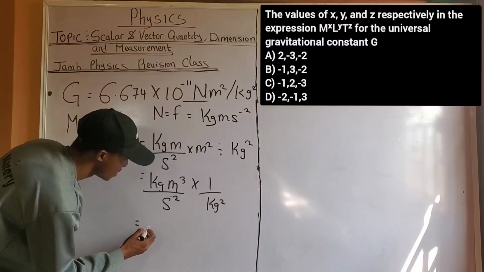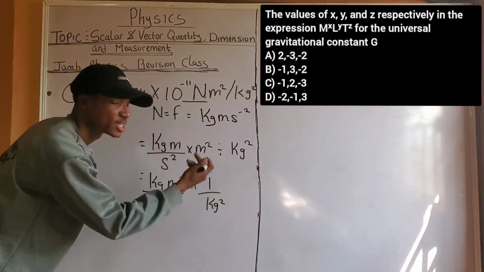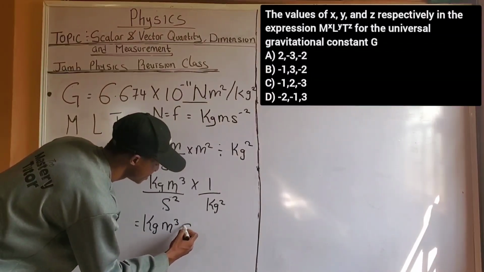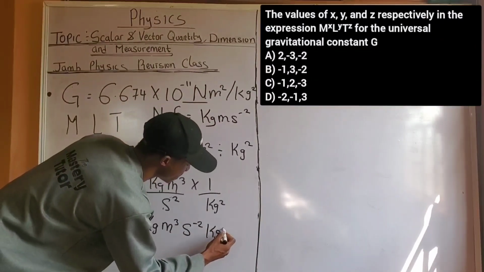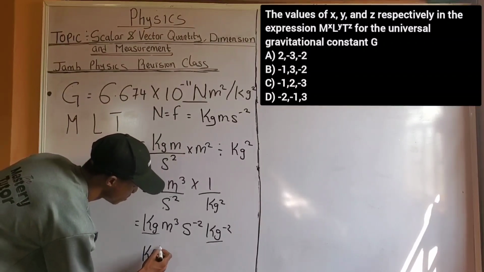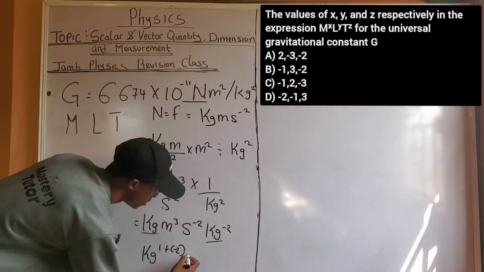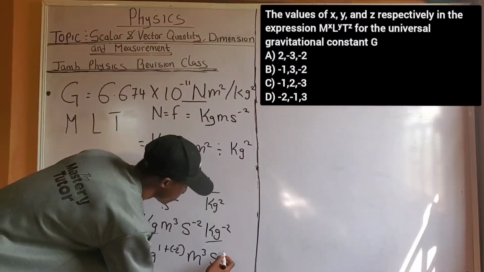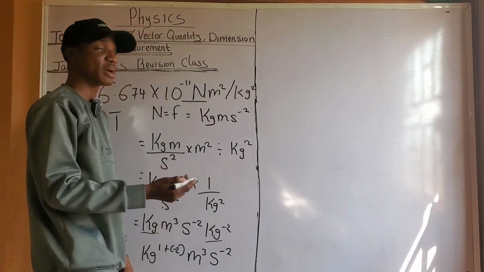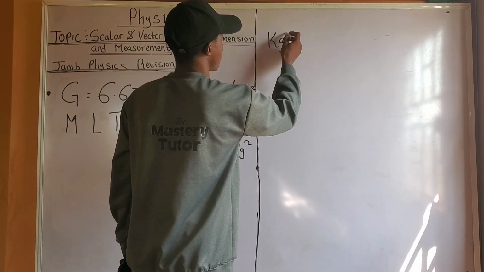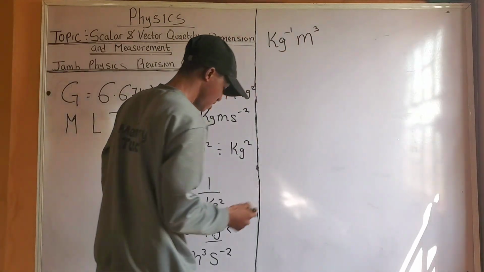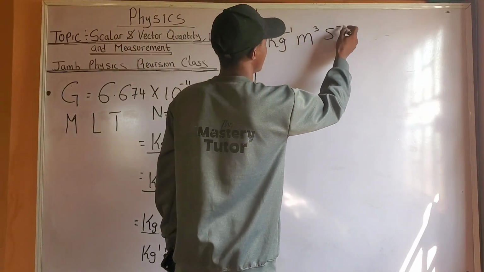Now for this, I'm going to bring both s squared and kilogram squared up. I'm going to have kilogram meter cube multiplied by s raised to power negative 2 and kilogram raised to power negative 2, right? So here, this will multiply this. I'm going to have kilogram raised to 1 plus minus 2, meter raised to the power of 3, s raised to the power of negative 2. Do you understand? So for this, 1 plus minus 2 is what? Minus 1. So I'm going to have kg raised to the power of minus 1, m raised to the power of 3 and s raised to the power of negative 2, okay?